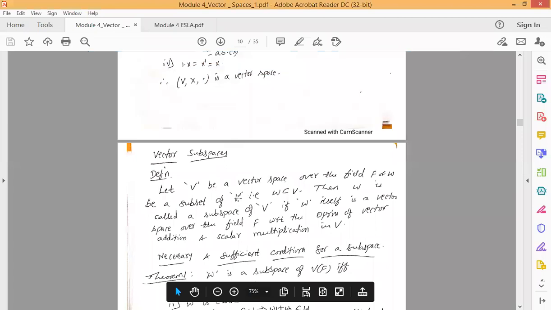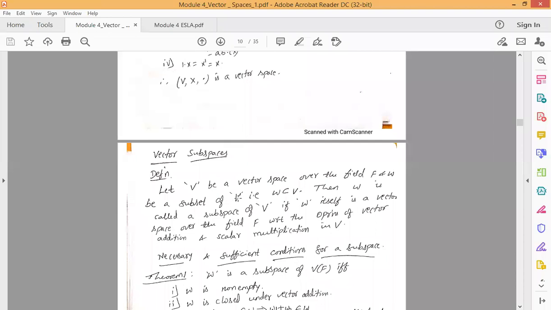In order to define a vector subspace, first we should have a vector space. After defining the vector space, we can have the definition of subspace also. Here we consider V as a vector space over the field F, and W is a subset of V. Then we will call this W a subspace of V. It means that the elements of W should also be present in the vector space V. Then only you can call this W a subspace of V.